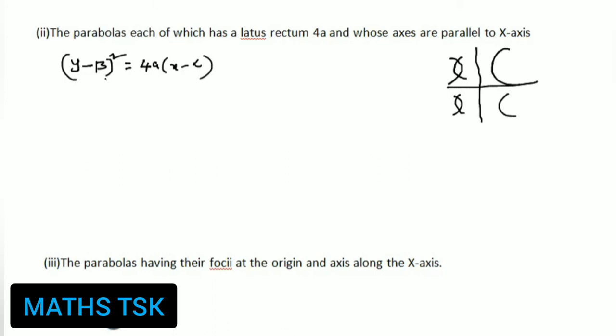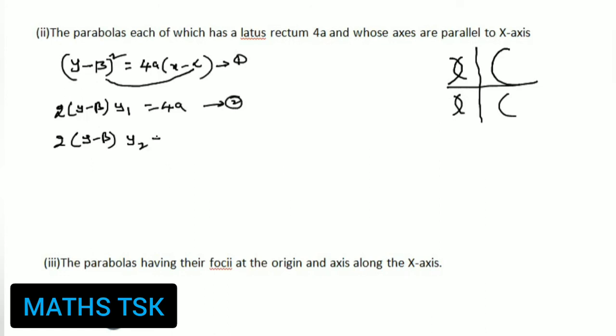I can differentiate this since it contains two variables. I can write it as 2 into (y minus beta) into y1 is equal to 4a into derivative of x, which is 1. So this is the first equation. Again, if you differentiate, you get 2 into (y minus beta) into y2 plus y1 into y1 is equal to 0.